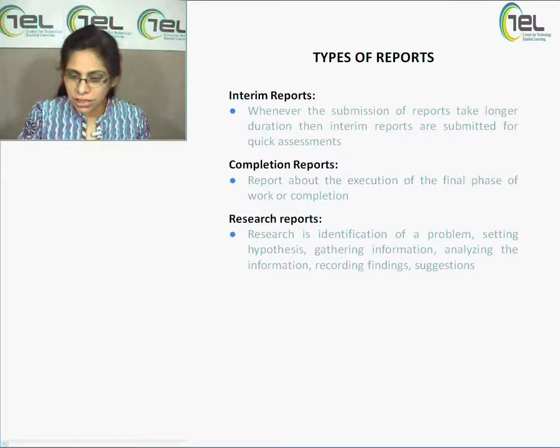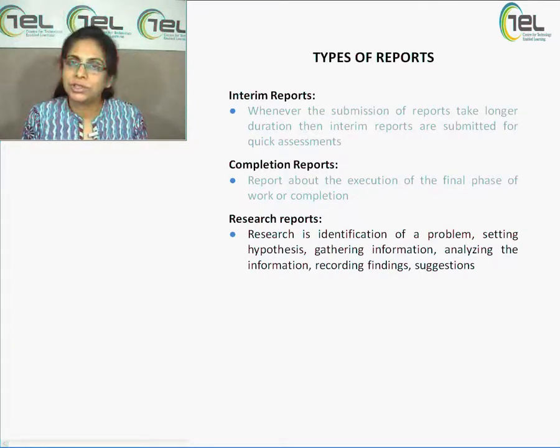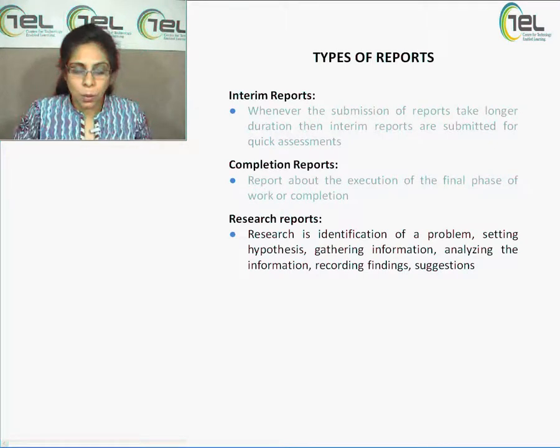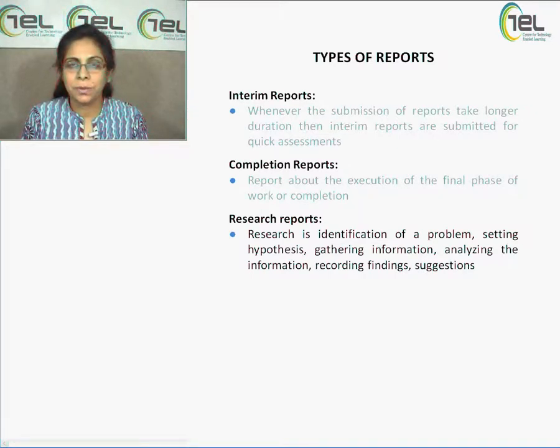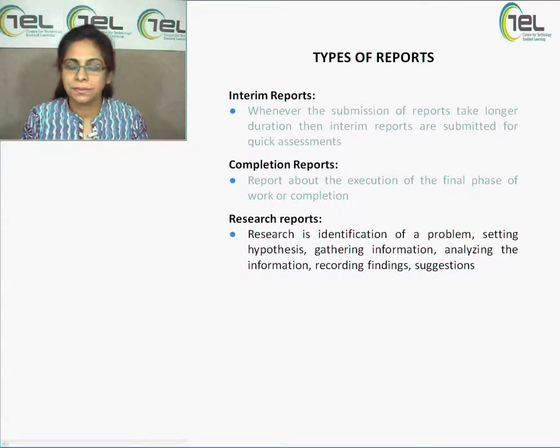Research report. Research is identification of a problem, setting a hypothesis, gathering information, analyzing the information, recording the findings and the suggestions. Now, research work takes time. It's very time-consuming work, and it also takes time to compile the reports. Usually, the research reports, or the theses or dissertations that people present, are thick in volume. That is, they could be anywhere between 100 to 300 or 400 pages, but they also have to follow a certain set pattern.